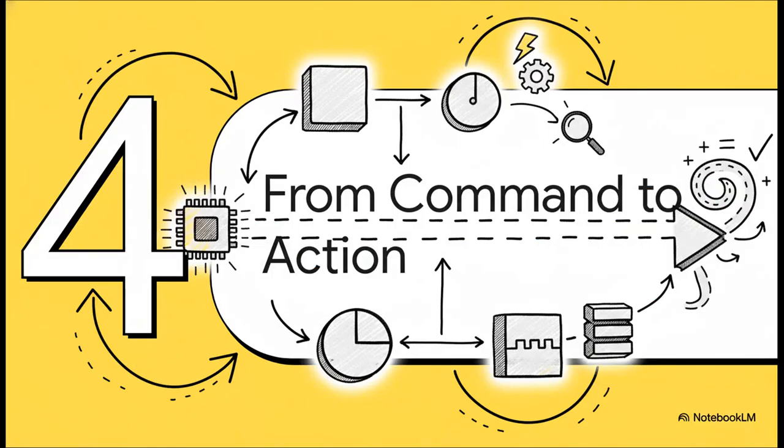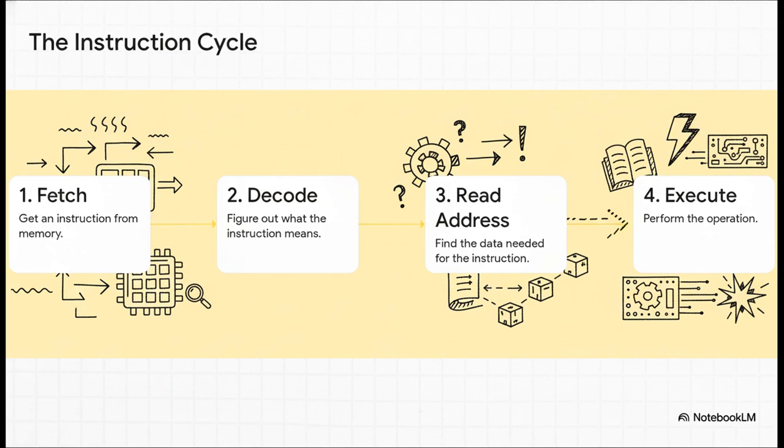And now we get to the heart of it all. We've got the components, we've got the highway connecting them, so let's see how they work together step by step to bring a single command to life in what we call the instruction cycle. For every single thing your computer does, its CPU repeats this fundamental four-step dance millions and millions of times per second. First, it fetches an instruction from memory.